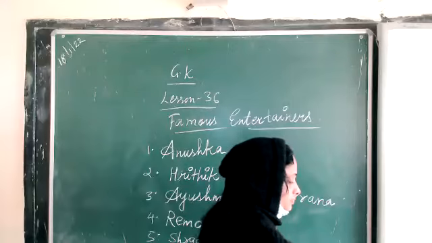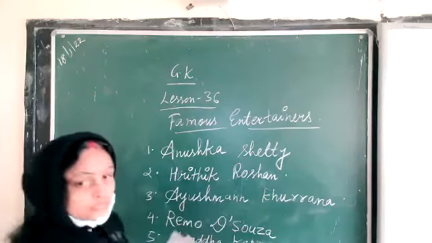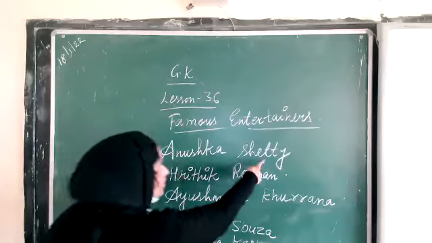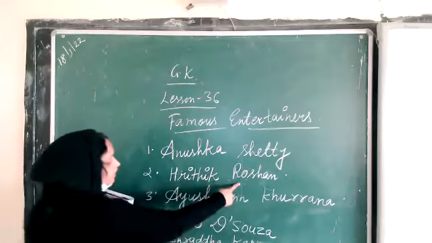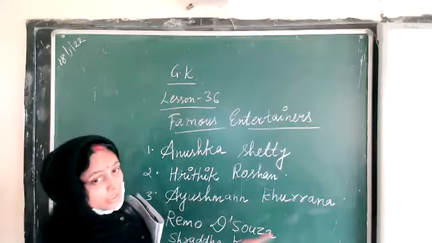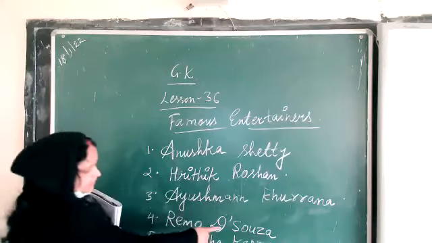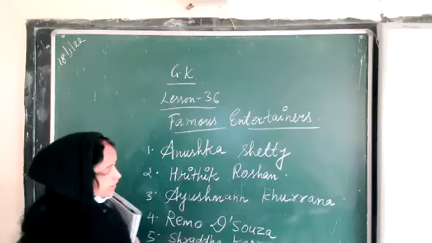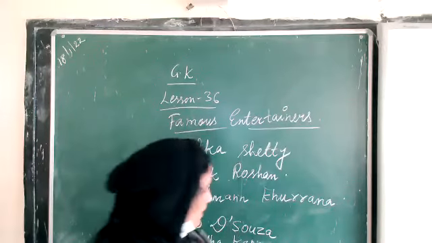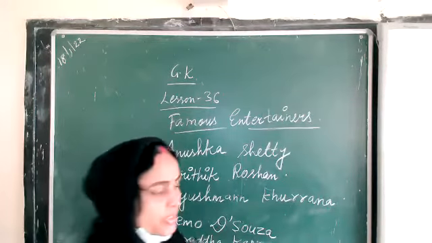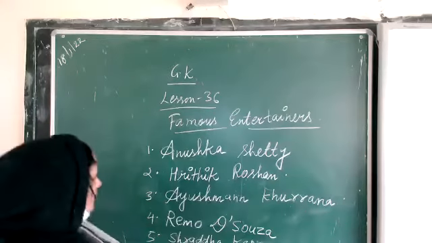I think it is clear, no? First one, Anushka Shetty. Second one, Hrithik Roshan. Third one, Ayushman Khurana. And fourth, Remo D'Souza. Fifth one, Shraddha Kapoor. Clear? Completed? Up to here it is completed, no?